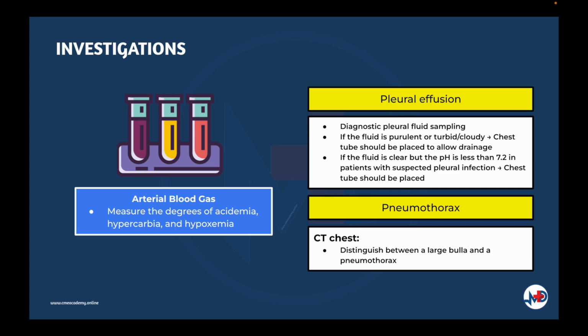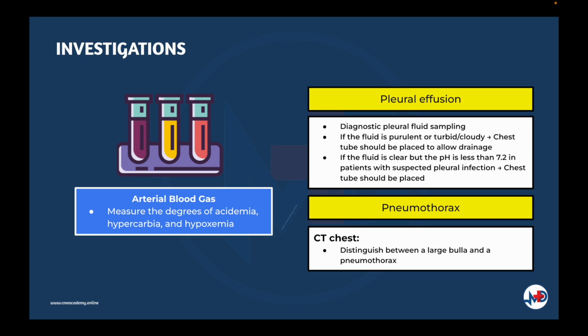Here again, for the case of pleural effusion, a diagnostic pleural fluid sampling can be done to assess if there is associated sepsis or pneumonic illness, and if the fluid is purulent or turbid or cloudy, a chest tube should be placed to allow drainage. If the fluid is clear but the pH is less than 7.2 in patients with suspected pleural effusion, this is still considered a complicated pleural effusion and a chest tube should be placed.